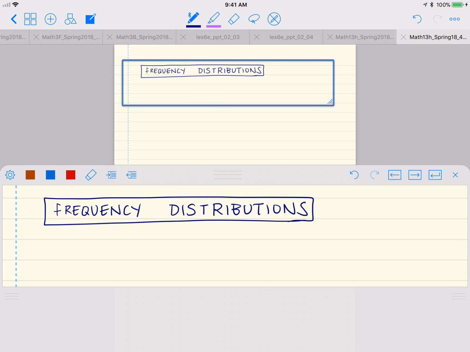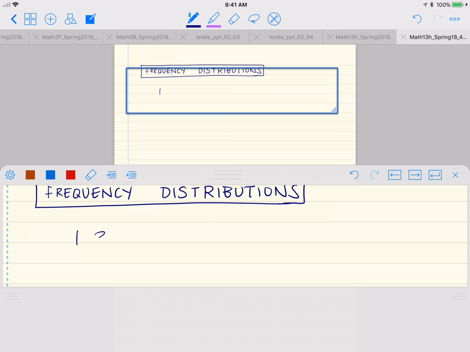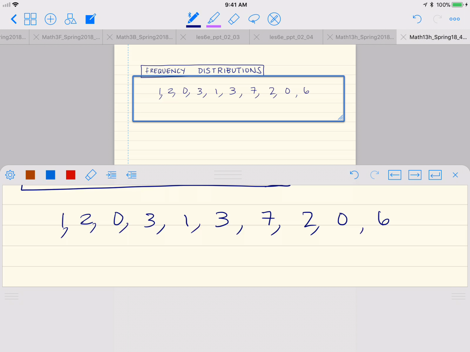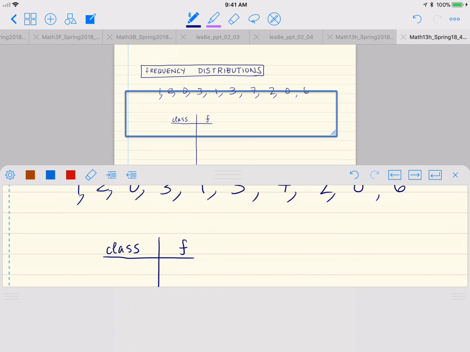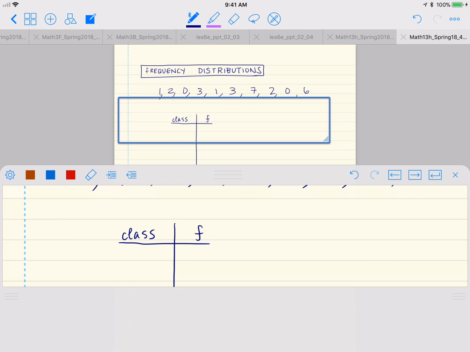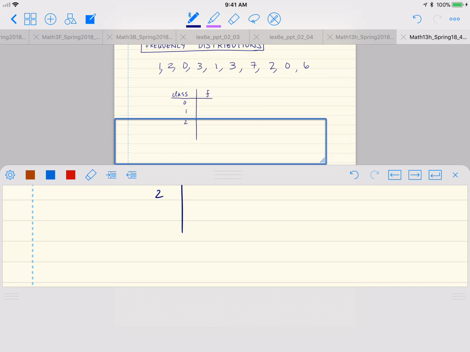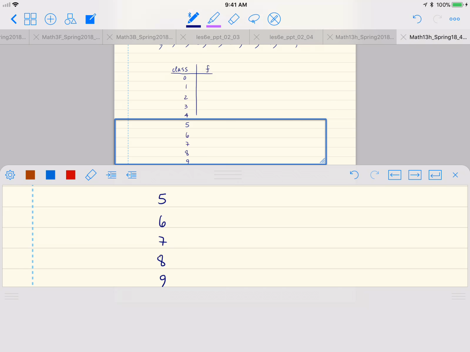Well, for a frequency distribution, we had some data, like maybe you had 1, 0, 2, 0, 3, 1, 3, 7, 2, 0, 6, right? You just had some data that you had accumulated, and you could split it up into classes. So you have over here your classes, and then you have your frequency, right? So for instance, maybe our class is actually just one. So we could have 0, 1, 2, 3, 4, 5, 6, 7, 8, 9, 10.